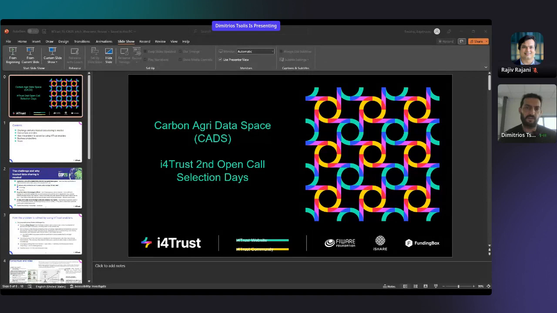If we look at the architecture a bit deeper, the data providers will have the ability to use the data sharing intermediary of the I4 Trust, which will be optimized for the CATS project. This way, the intermediary will be able to collect the data, transform them, and feed the model for carbon emission estimation. And this model will actually feed the mobile applications and web services that will be used by the key entities and the key target users of the project.